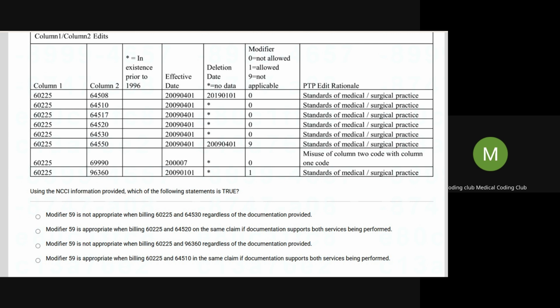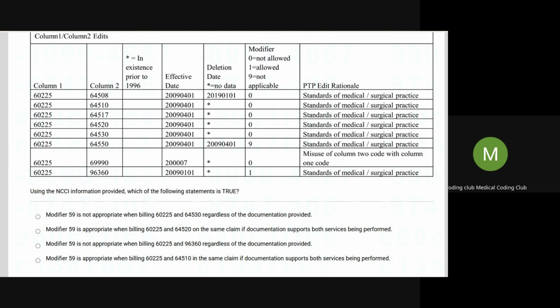Okay, in some circumstances, instead of using the 59 modifier, we will go with the X modifiers. We have 4 modifiers: the XC modifier, XS modifier, XP modifier, and XU modifier. XC refers to a separate encounter, so mainly with a little time gap, the services occur during separate encounters. And XS means separate structure, so the services are distinct because they are performed on a different organ or a different structure.